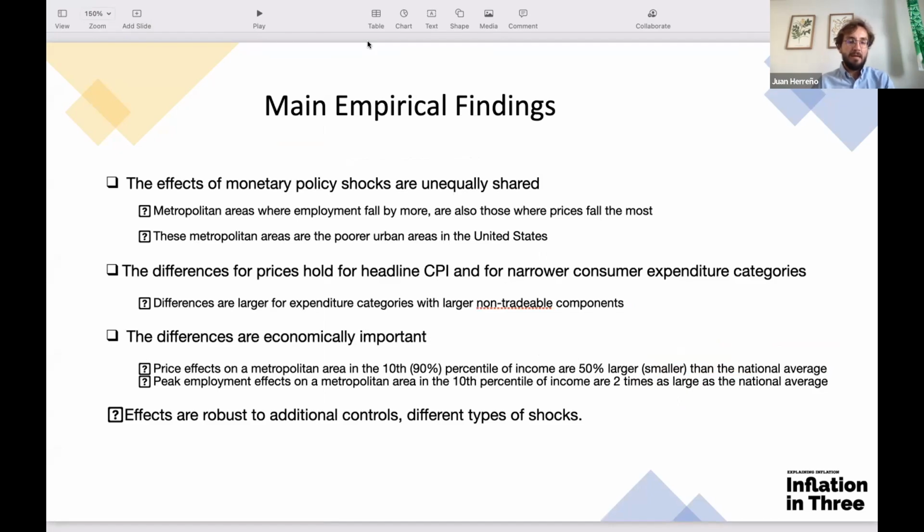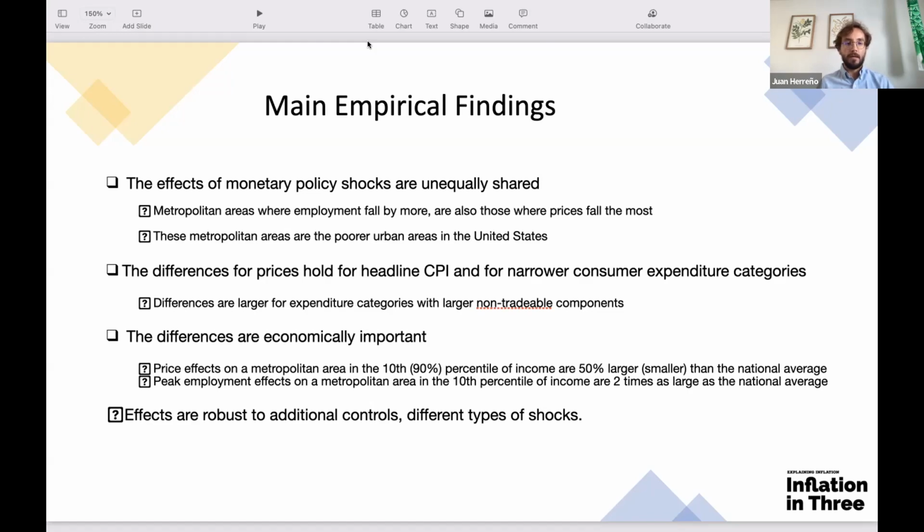So the main message of the paper, again, is that these monetary policy actions create very unequal effects. So in the areas where employment falls by more are also the areas where prices fall by more. And these metropolitan areas are poorer areas in the United States. So in the richer metropolitan areas in the US, after the same monetary policy action, prices react by less, and employment almost doesn't react. So these differences not only hold for the whole expenditure basket of consumer price indexes, but they also hold for more narrow consumer expenditure categories.